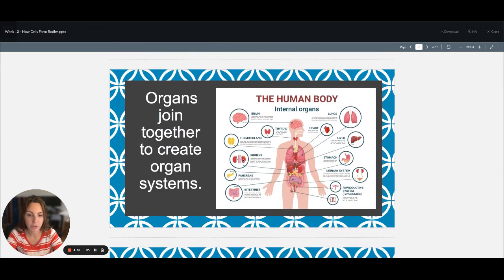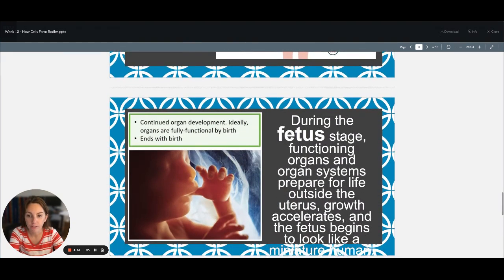As those organs continue to develop, they will form what's called organ systems. So I already mentioned the digestive tract. So we have several organs that are associated with digestion. So they will all join together and become the digestive tract. We will have reproductive systems. We'll have respiratory systems, nervous systems. All of those things are these different groups of cells, tissues, organs, all that stuff that are performing a generalized function together. And so they're going to start to join together during the fetus stage.